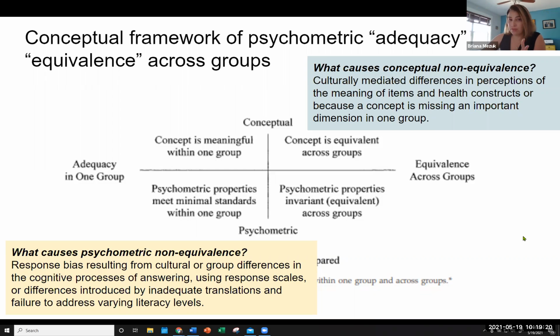So that's the second piece, the psychometric equivalence. That's the bread and butter of kind of measurement theory. This conceptual non-equivalence is this new piece that we have to take into account here.